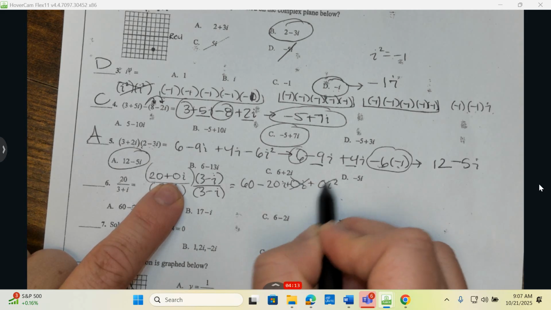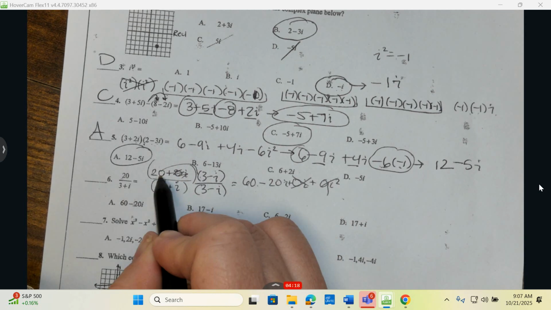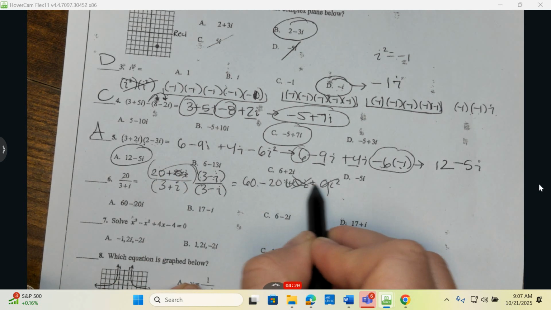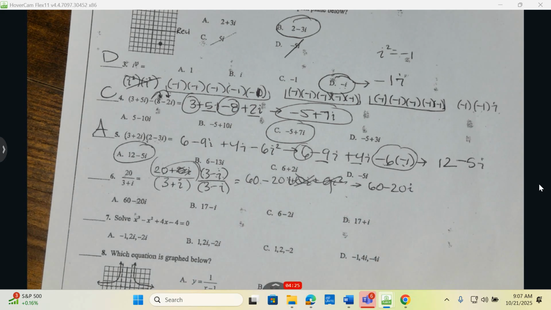Now, these zeros just cancel out, right? Because really, I could have just taken 20 and got 60, as you can see, and negative 20i. So I'm going to write that a little bit better: 60 minus 20i. That's going to be the numerator.